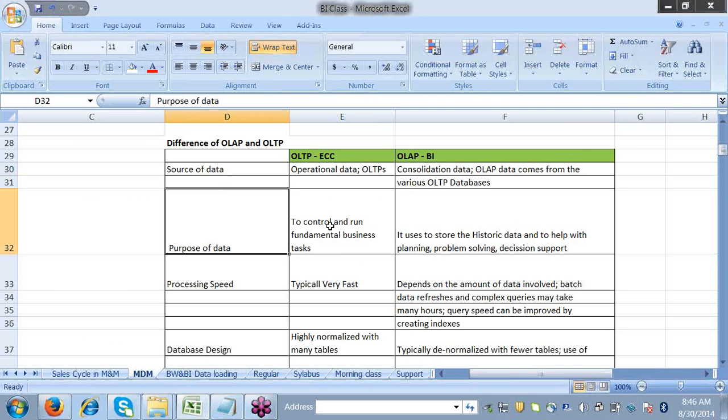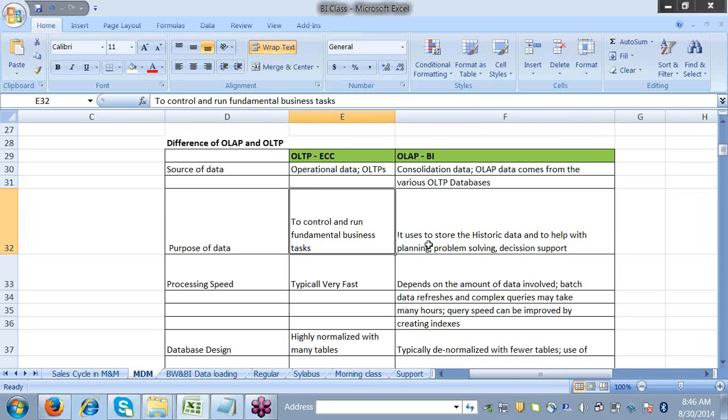Regarding the purpose of data, we know the transactions will be happening in the OLTP system. So that is the reason what is written over here is to control and run the fundamental business tasks. This system is purely meant for business operational transactions. Without this system, business transactions will not be happening. So this ECC system, this OLTP system, is meant for daily transactions, right?